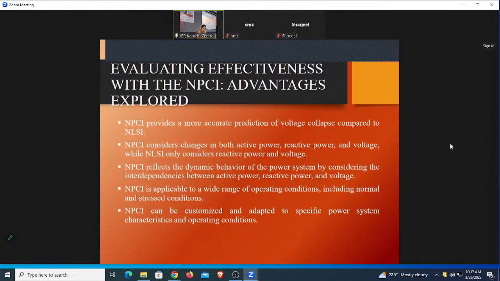NPCI reflects the dynamic behavior of the power system by considering the interdependencies between active power, reactive power, and voltage. NPCI is applicable to a wide range of operating conditions, including normal and stress conditions. NPCI can be customized and adapted to specific power system characteristics and operating conditions.